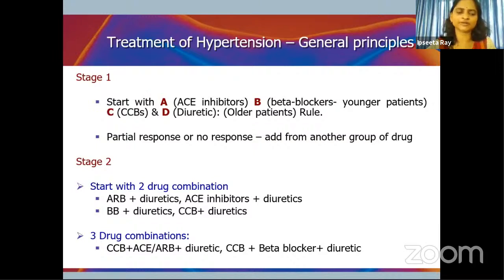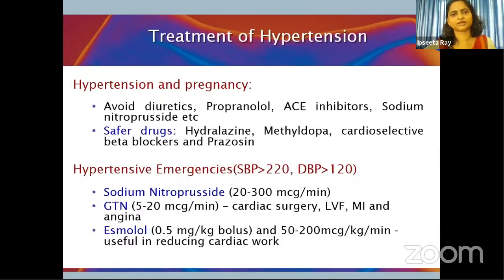In stage 2 hypertension, we generally use combinations of drugs for their synergistic actions. It could be ARBs and diuretics, ACE inhibitors and diuretics, beta blockers and diuretics. We can also go for a 3-drug combination depending upon the response. Special subgroups: hypertension in pregnancy. So which are the safer drugs which can be used? You have hydralazine, methyl dopa, cardioselective beta blockers can be used.